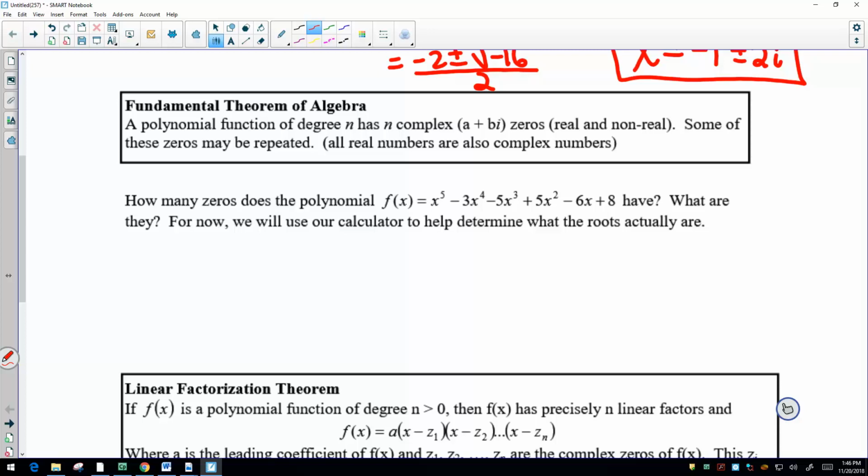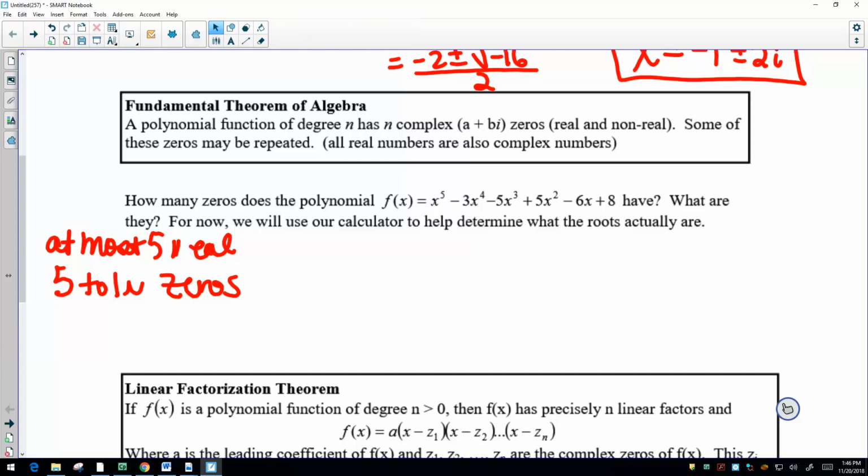We had stated before it would have at most the degree, but now we are going to say that in total, it will have whatever the degree is. That's the number of zeros it will have, just some will be real and some will be non-real. So looking at this one, how many zeros would this function have? Again, we would have said to begin with, at most 5 real zeros. But now we can say it's going to have, in fact, 5 total zeros. That's taking into account real and non-real, or real and imaginary.